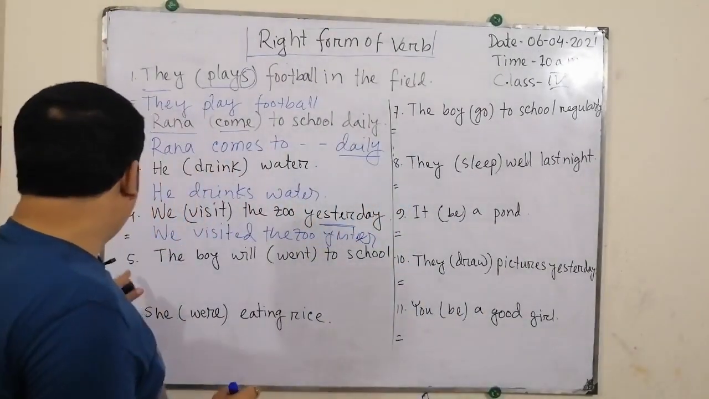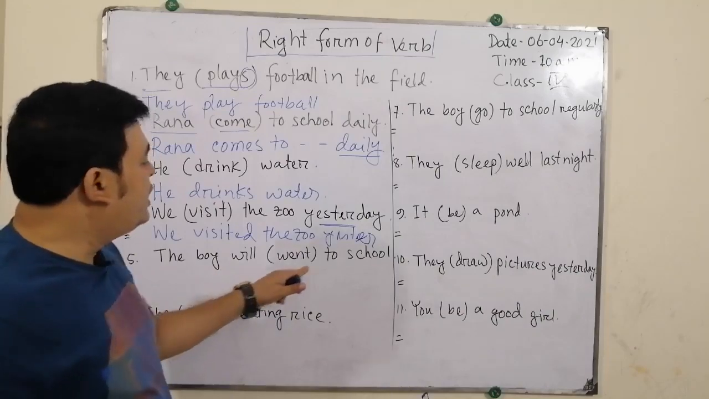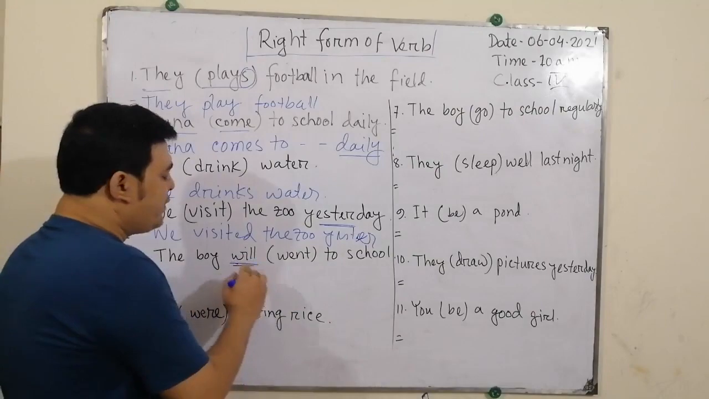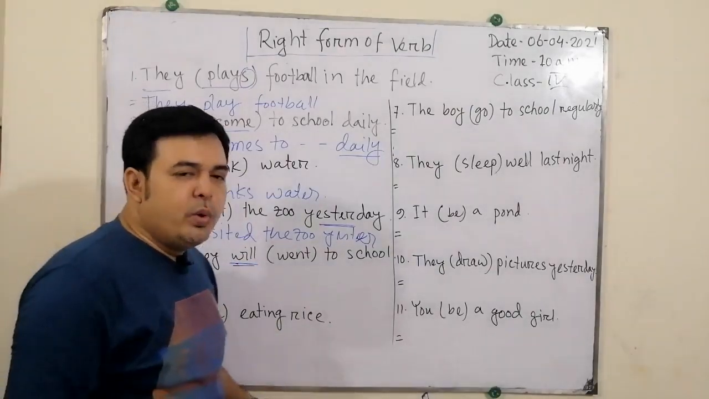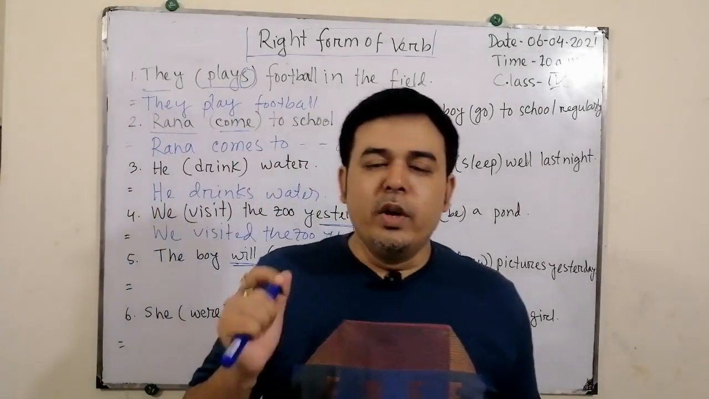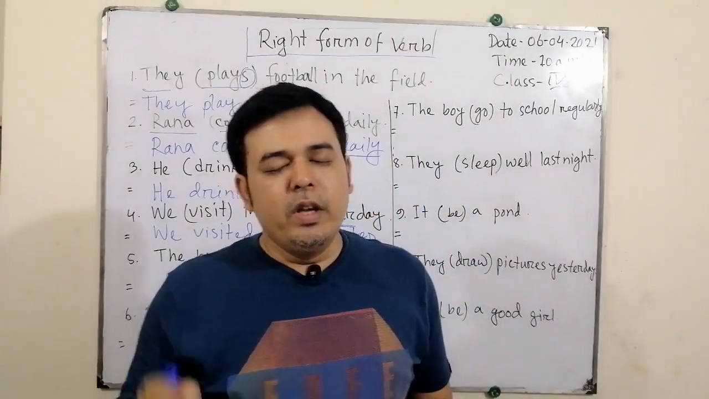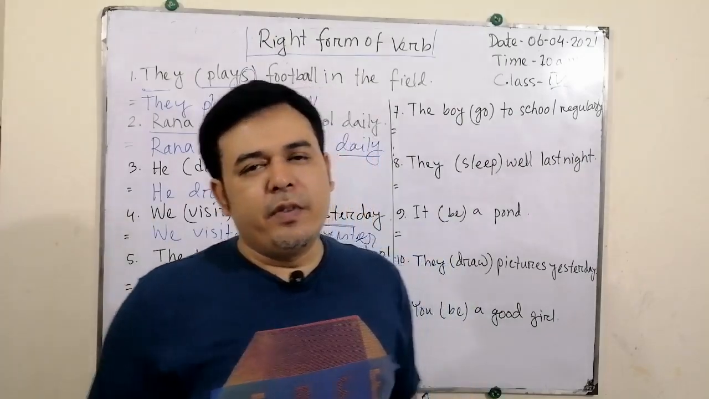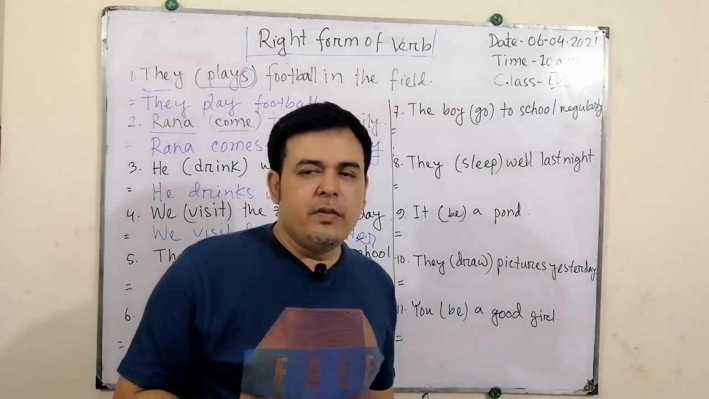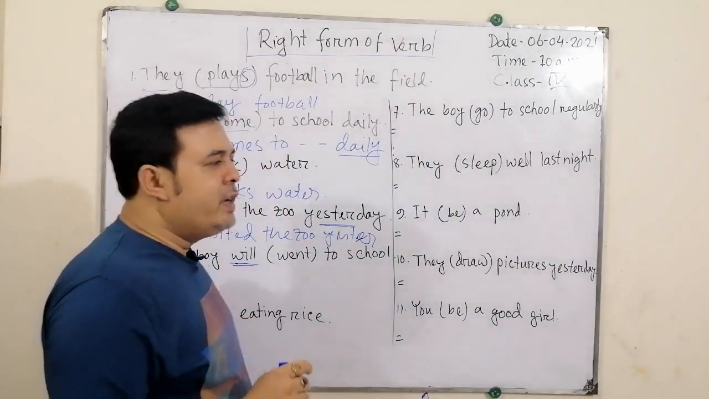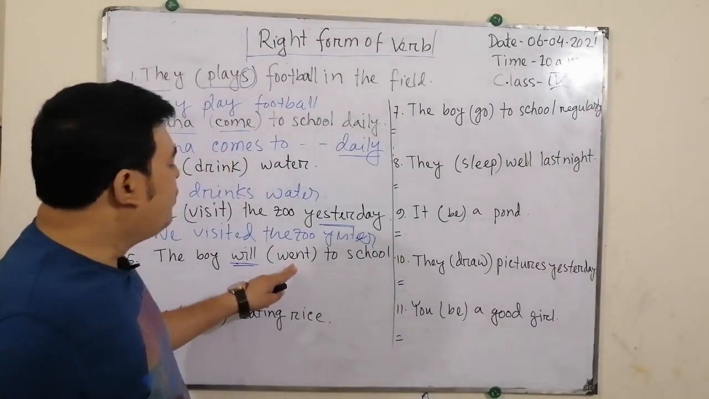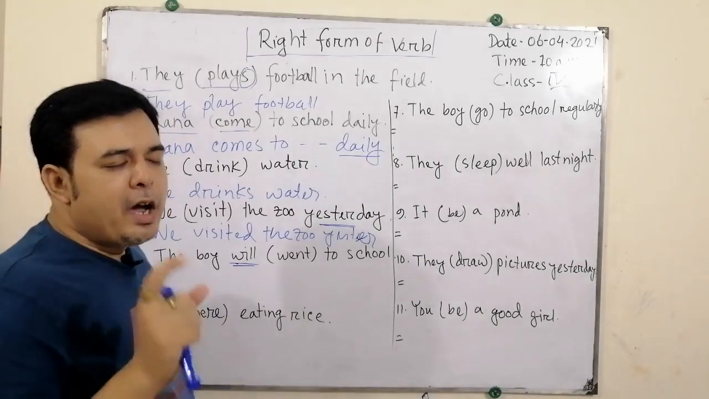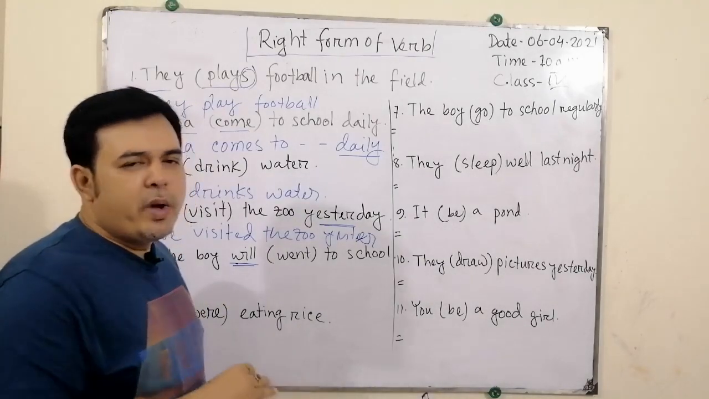Okay. So number 5, the boy went to school. Okay, the boy will is a fact here, to school. So will, when we use shall or will, we use shall or will in future indefinite tense. Where? In future indefinite tense. And in future indefinite tense, we have to use the base form of the verb after shall or will, there is no exception.